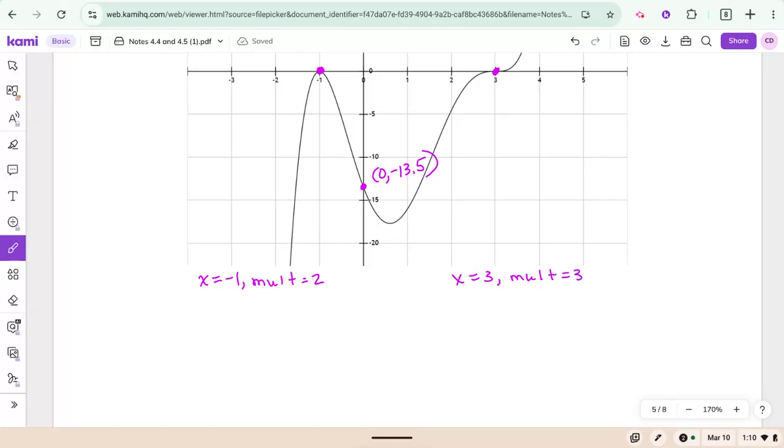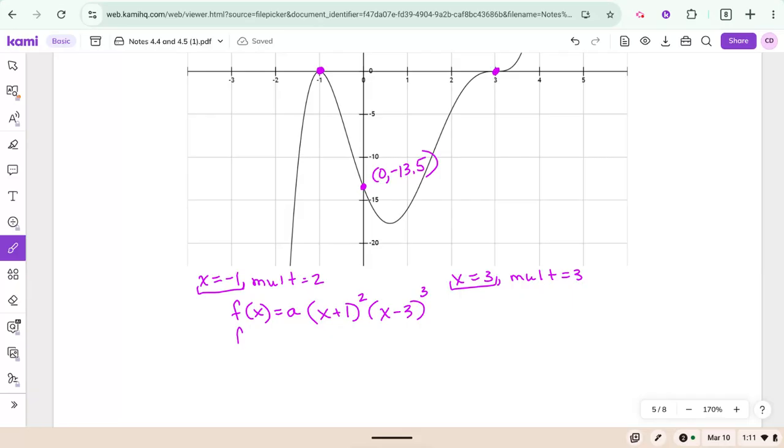So I know my function, I don't know what a is, but I'll figure that out in a minute. From x equals -1, my factor is going to be x plus 1, and the multiplicity of 2 means that's going to be squared. From my x equals 3, the factor is going to be x minus 3, and it has a multiplicity of 3, so I cube it. Now, I'm not going to expand that because this would just take a lot of time, but I do want to find my a value.